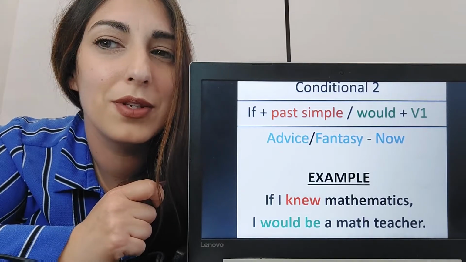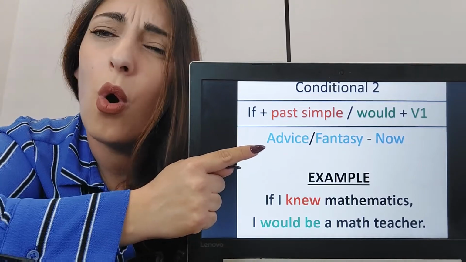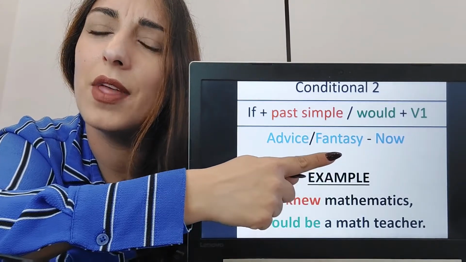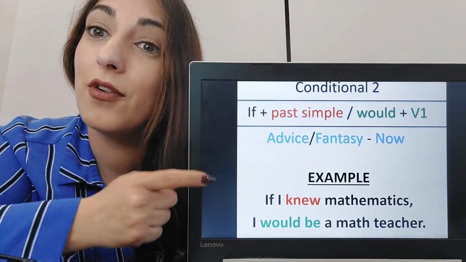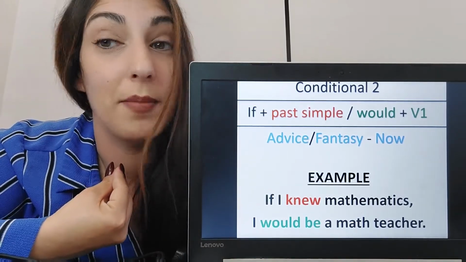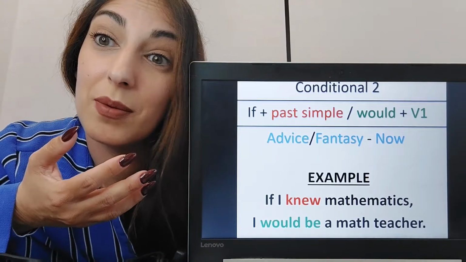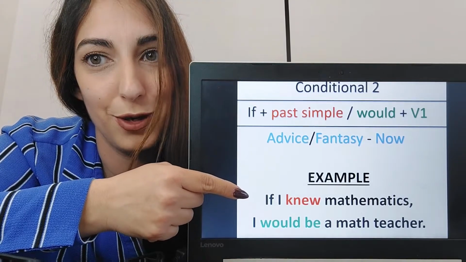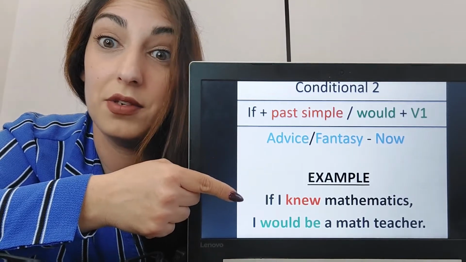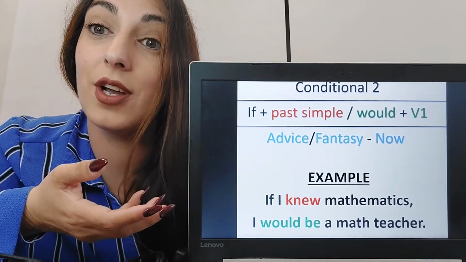Now, when do I use conditional 2? When I want to give advice, or if I'm looking at something now that isn't really possible, so I'm just using my fantasy. For example, I'm an English teacher. I'm not a mathematics teacher right now, but if you ask me a mathematics question, I can reply like this. If I knew maths, meaning right now I don't know maths, if I knew maths, I would be a maths teacher. But I'm not. I'm an English teacher.